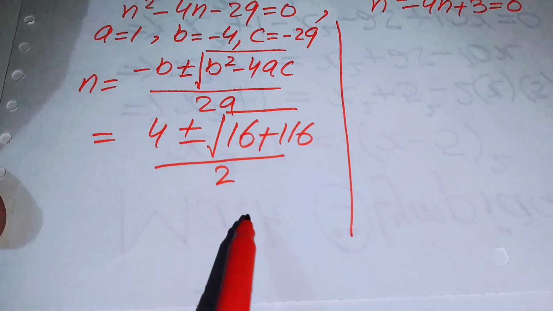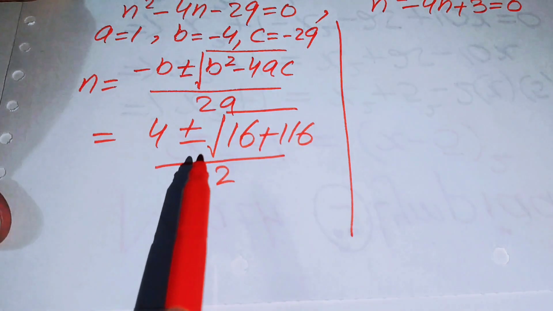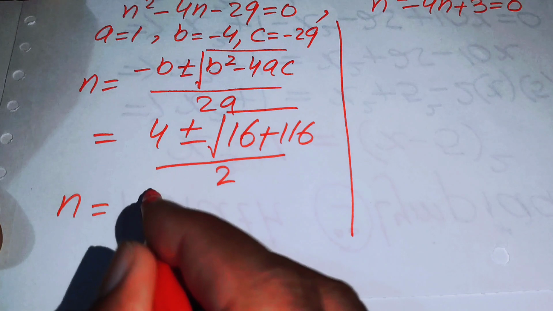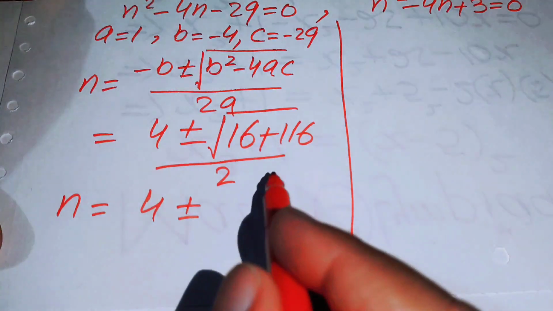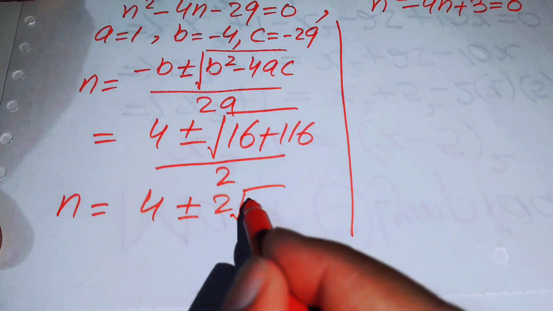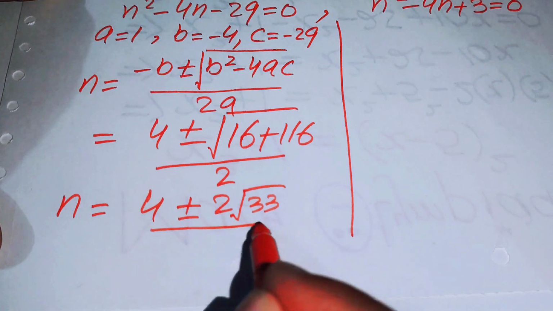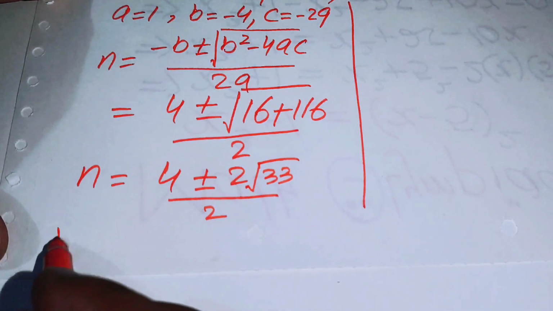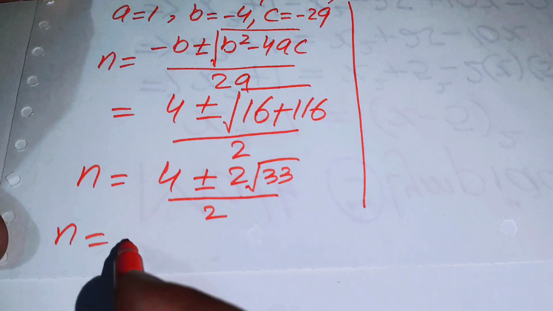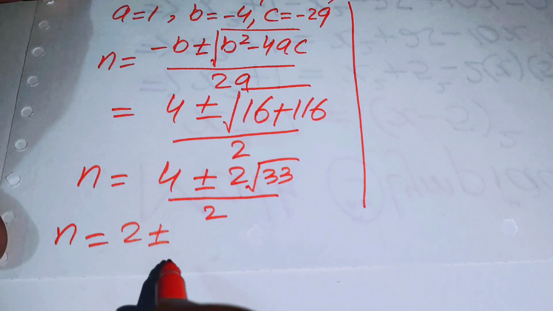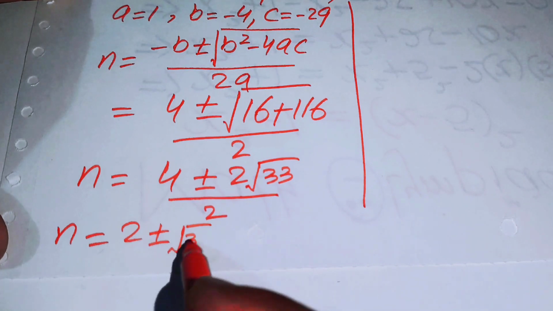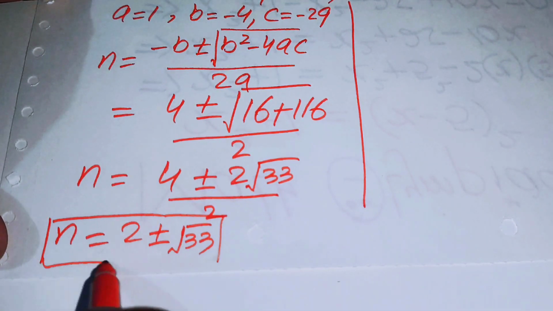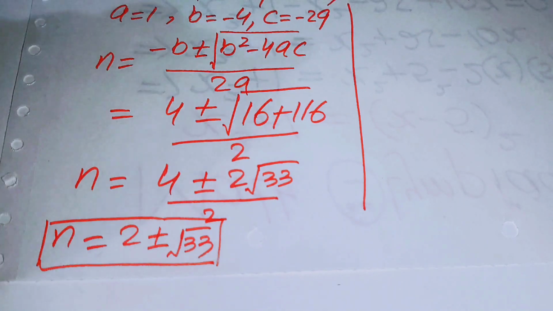I can just put the values of a and c and simplify the terms, and you will get the output in this form. After simplification of all these factors, you will get n is equal to 4 plus minus 2 times square root of 33, over 2. And when you separate these two factors, finally you will get n is equal to 2 plus minus square root of 33. So these are the first two real roots of the given equation.